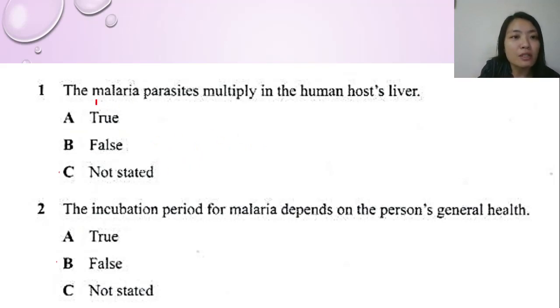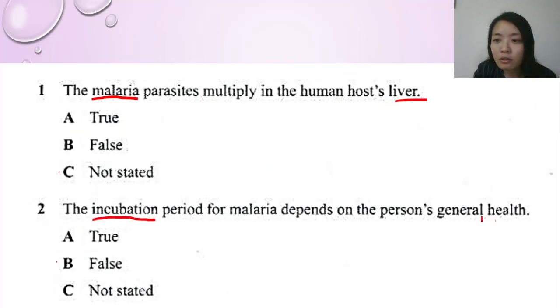Okay, the malaria parasites here. Then remember, you're supposed to underline the question, isn't it? Okay, the malaria parasite. Okay, so you know something about malaria. Probably the text is something about malaria. Multiply in the human host liver. Okay, right. Incubation period for the malaria depends on the health. Even if you don't understand the question later, the word, it doesn't matter because it may be explained in the text. So just go through very quickly.